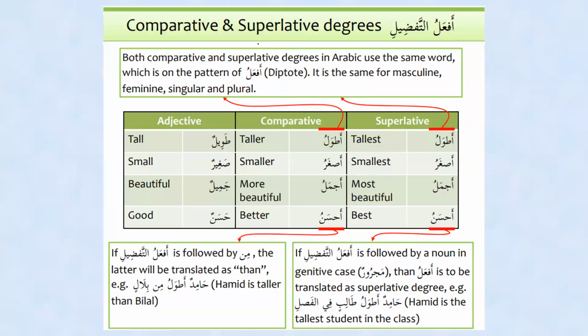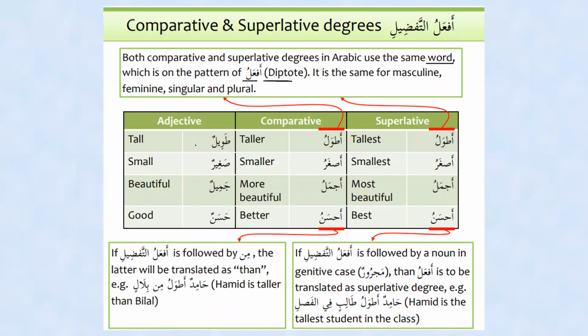Af'al al-tafdeel, comparative and superlative degrees. Both comparative and superlative degrees in Arabic use the same word. And what's the same word? Which is on the pattern of af'alu. And we know that af'alu is a diptote. And why is it diptote? Because it's on the pattern of af'alu. So that's why it's mamnu min as-sarf. And it's the same for masculine, feminine, singular, and plural.